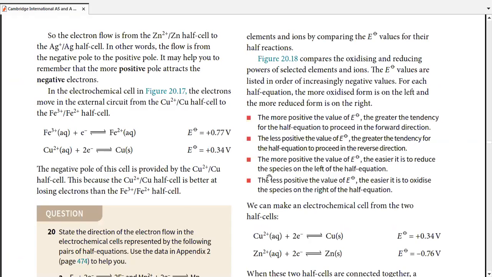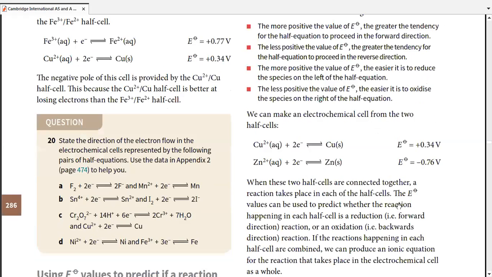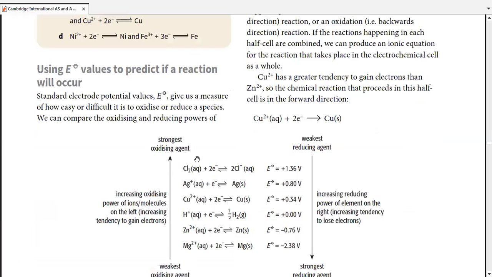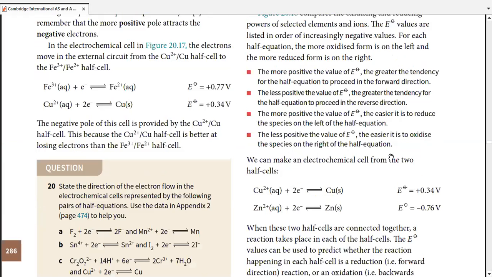Okay? Coming on to the third point, the more positive the value of E standard, the easier it is to reduce the species on the left of the half equation. Which means the left of the half equation is easier to reduce for a higher positive value, and vice versa for a higher negative value, for which we have point number 4, which says the less positive the value of E standard, the easier it is to oxidize the species on the right of the half equation. Hence, the chances are that it would go in the reverse direction, which was explained in point 2. So points 2 and 4 are similar, and points 1 and 3 are quite similar. Are we clear with these points?